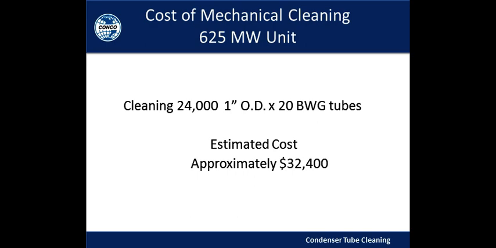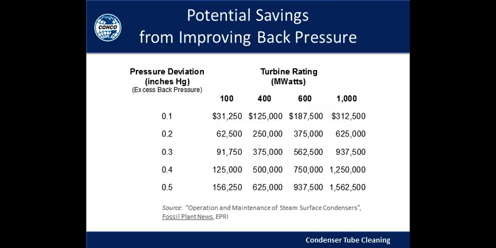All right? I know from industry reports and information that the cost of fuel for a change of 0.3 of an inch in back pressure on a 600 megawatt unit would be $562,500. So with a simple rise in back pressure of 0.3 of an inch, it's costing my plant $562,500.